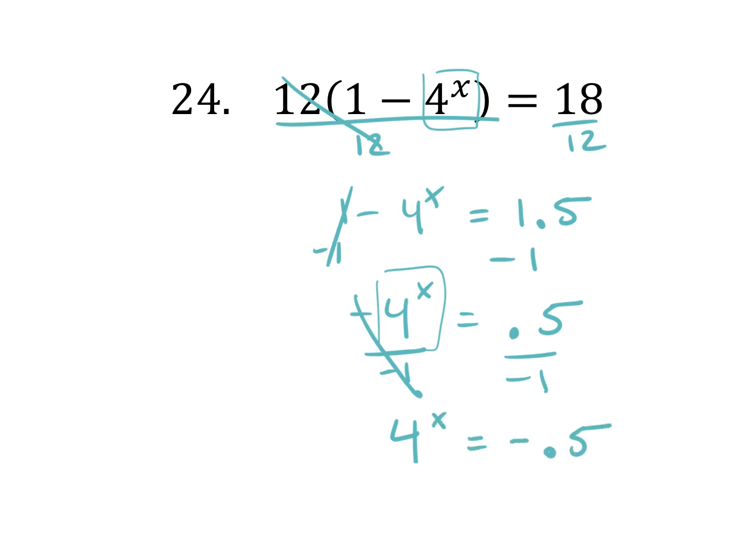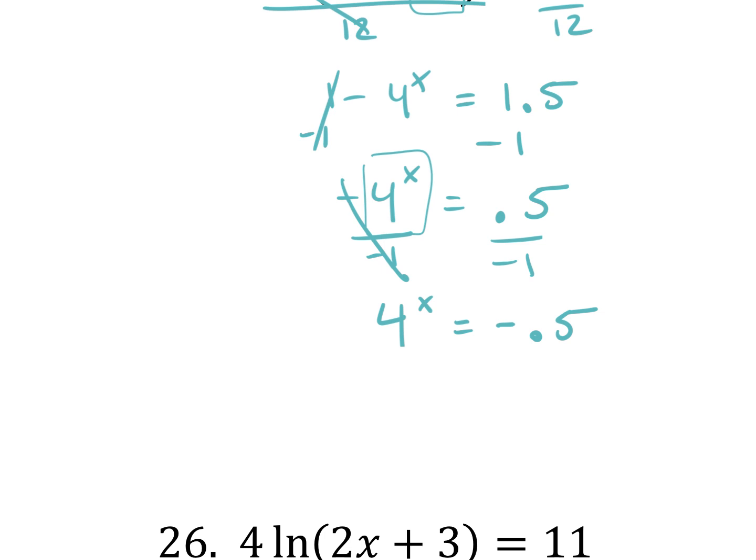I have a question. Awesome. We're going to use logs to help us since we have exponents. So log base 4 on both sides. So log base 4 of 4 will cancel. x equals log base 4 of negative 0.5.